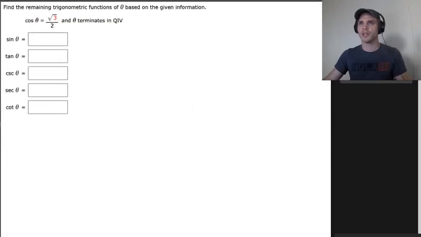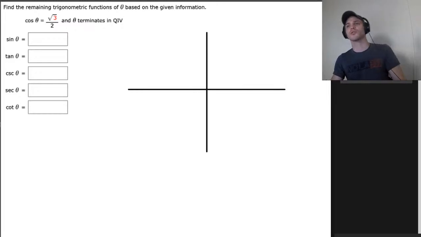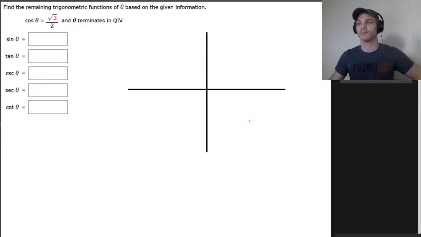Okay. So find the remaining trigonometric functions of theta based on the given information. Cosine of theta is root 3 over 2, and theta terminates in quadrant 4. So here's quadrant 4 down here. Cosine is root 3 over 2. Let's just be naive about this. So it's going to be something like this.